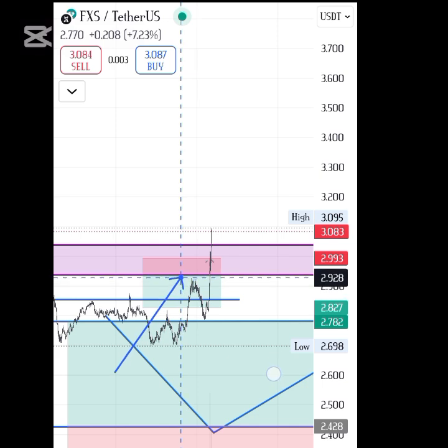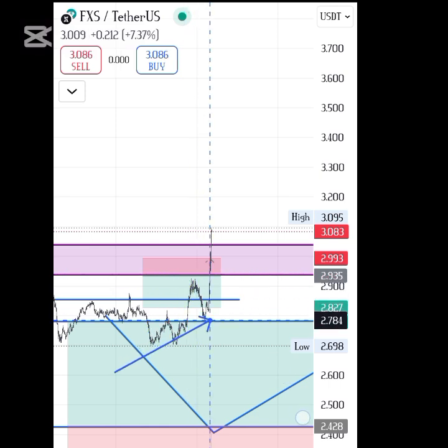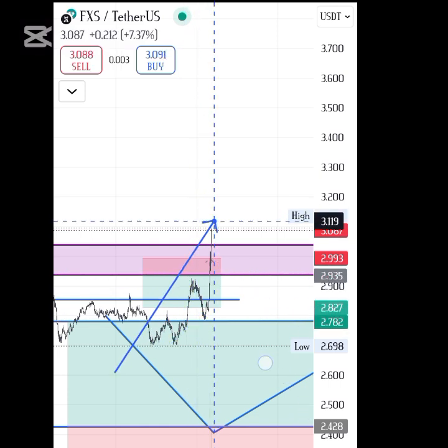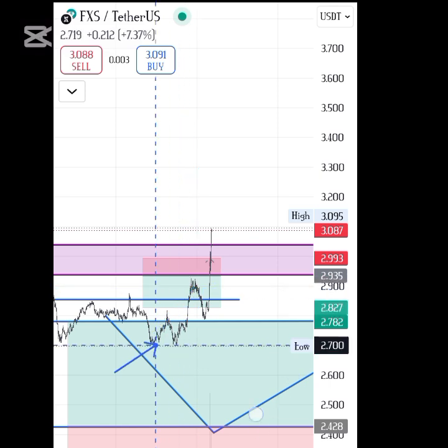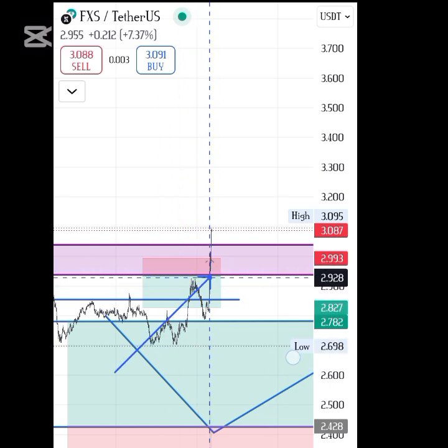Just so you can see how it went below my entry. If it touched just more here, I would have entered profit and gotten out of the trade before it went up. But yeah, the trade was right, just that the execution wasn't. So some days are like that.